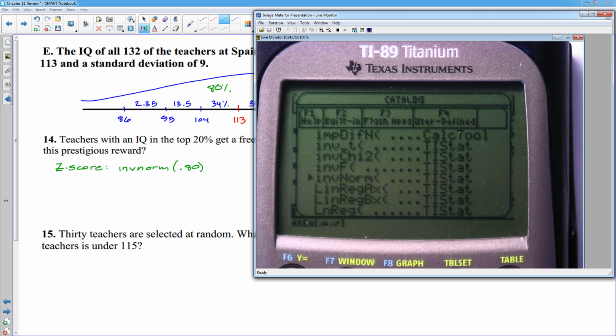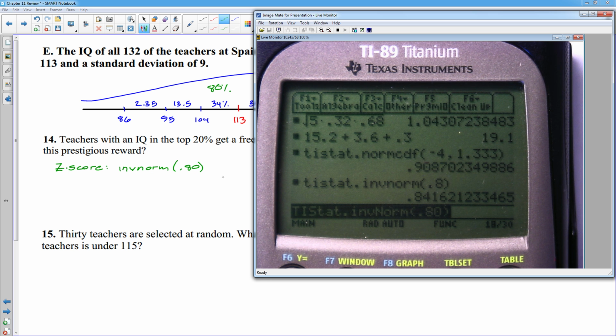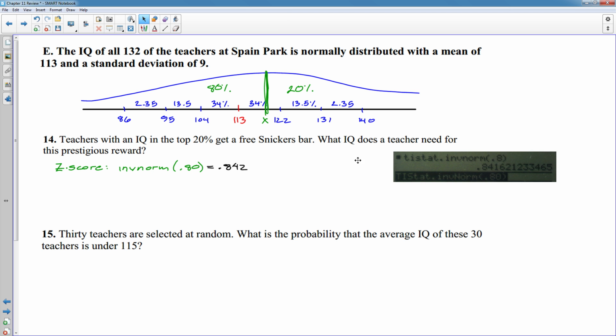There's inv-norm. I hit enter, and it's inv-norm 0.80, hit parentheses, and you get 0.846. All right, so we get 0.84, I'm going to say 0.842. And this is with the TI-89 right here.